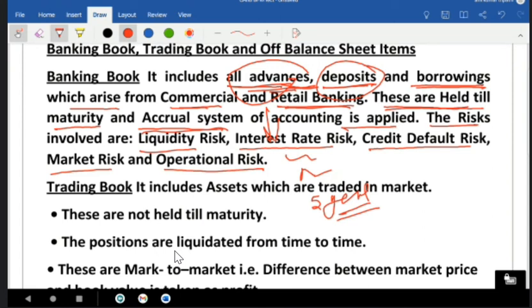Okay, next comes the trading book. It includes assets which are traded in the market. These are not held till maturity.